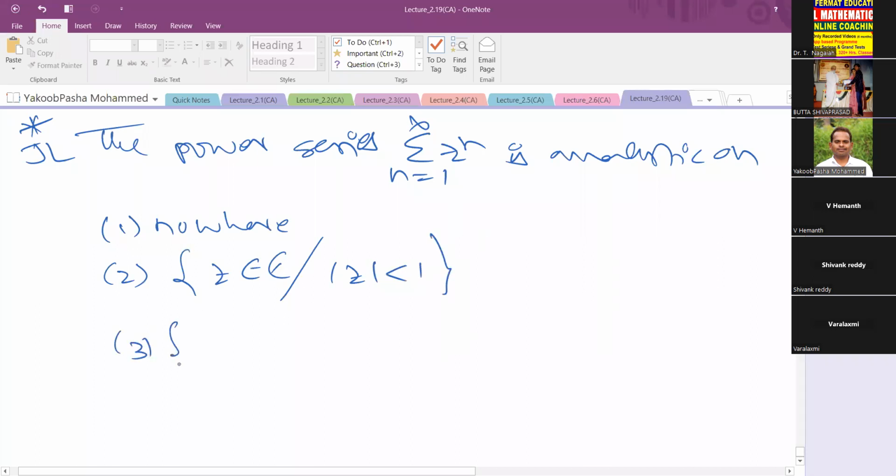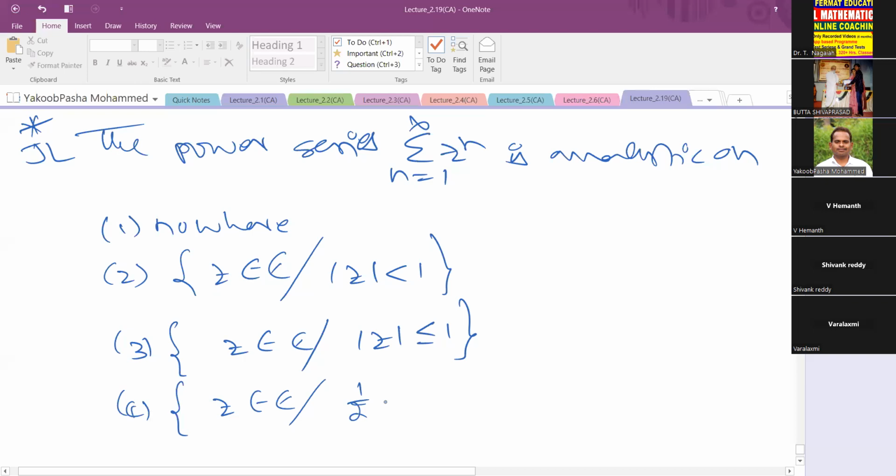And then third option, z belongs to C such that modulus of z less than or equal to 1. And the fourth option, z belongs to C such that 1 by 2 less than or equal to mod z less than 2. These are the four options we have. Okay.